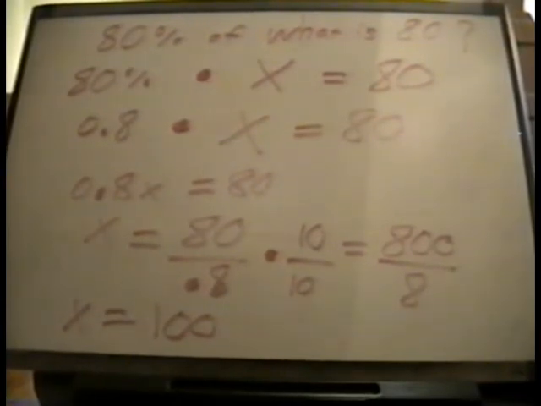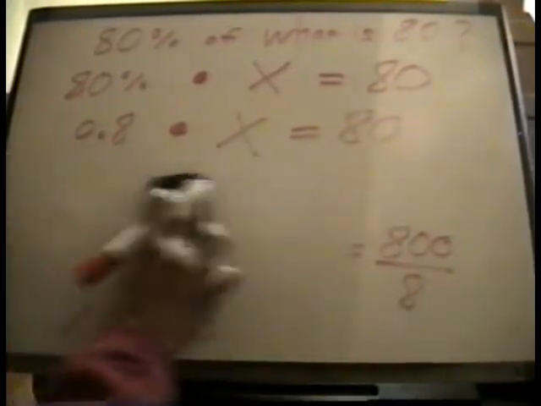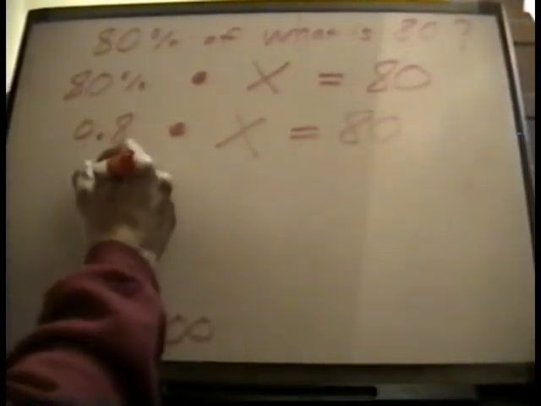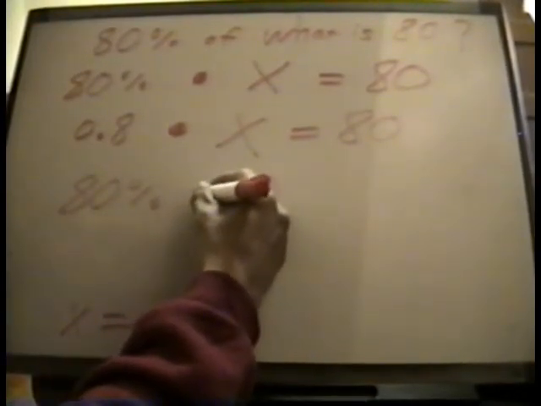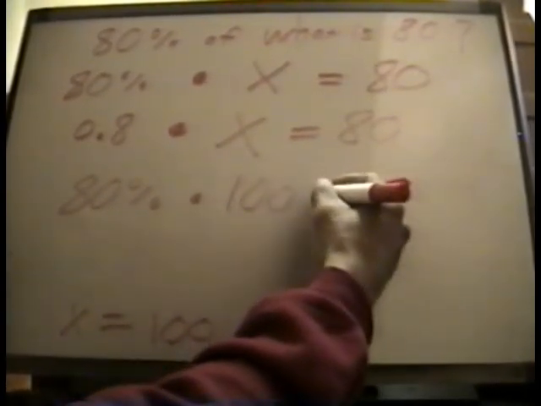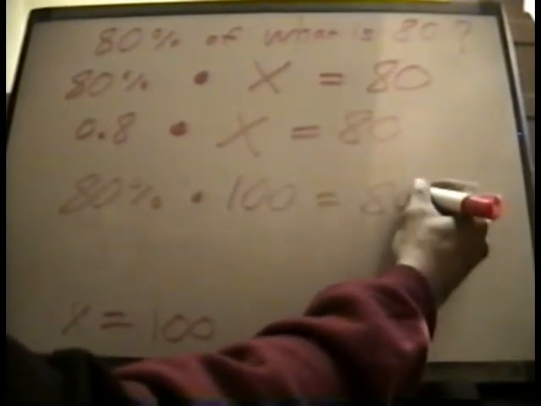Or 80% of 100 is 80. Or we say 0.8 times 100 is 80. We say 80% of 100 is 80.